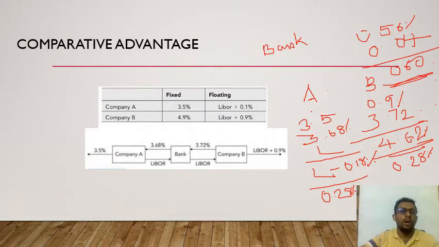So this is how the arrangement works. If there is any comparative advantage in any market like this, we can exploit it, and all three parties can make a profit. In this case, A has made a profit of 0.28 percentage, so has B, and the bank has made a profit of 0.04 percentage. All these profits are riskless, and this is the concept of comparative advantage.